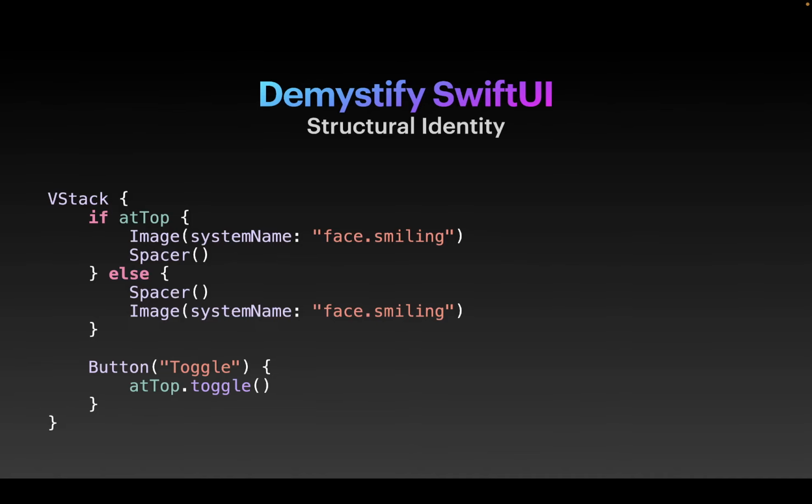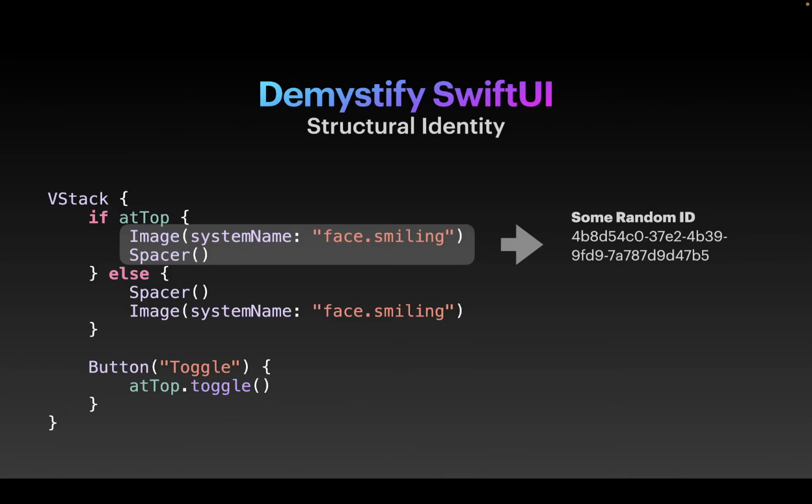Vertical layout and the toggle button and face. Essentially, when we toggle the button, we move the image from top to bottom and from bottom to top. So let's take a look at how SwiftUI actually sees these things.